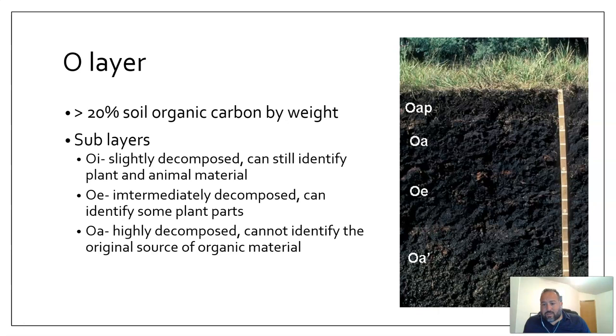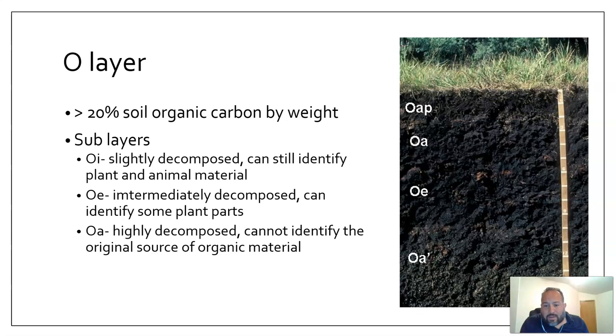But then you also see in this graphic on the right those different little lowercase letters. Those are sublayers, and the three that we'll talk about are the Oi, the Oe, and the Oa. Oi is slightly decomposed. You can still identify the plant and animal material. An Oe layer is intermediately decomposed. You can kind of identify some plant parts. An Oa layer is highly decomposed. You can't identify the original source of the material.